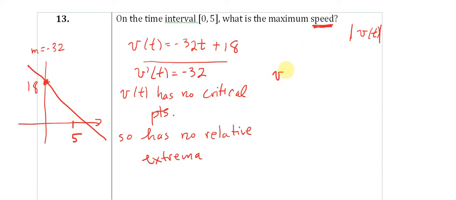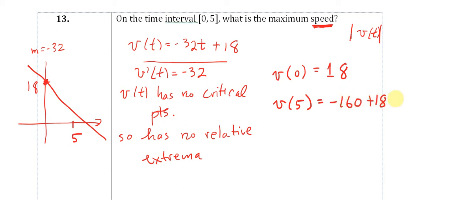So let's check this. V of 0 is just going to be 18, nothing special there. V of 5 is going to be negative 5 times 32, which is negative 160, plus 18, which gives me negative 142. So I need to update my picture a little bit. I think the 5 is actually like way over here somewhere. Okay, this is not drawn to scale at all.